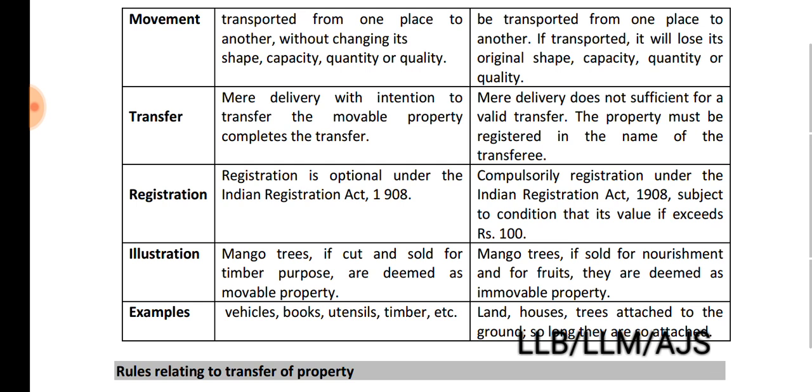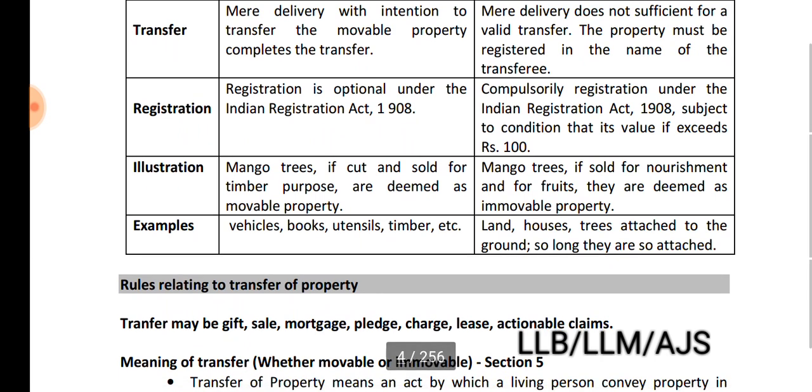And registration here is under the Indian Registration Act 1908. Then comes registration. Registration is optional under the Indian Registration Act 1908. The word optional is a keyword you have to understand. One is optional and another is compulsory. In case of movable property, registration is optional. In case of immovable property, it is compulsory, which means they must register it, otherwise the transfer will be invalid. Compulsory registration under the Indian Registration Act 1908 is subject to one condition: it is compulsory only if its value exceeds 100 rupees. And of course, in today's time, it will exceed 100 rupees.